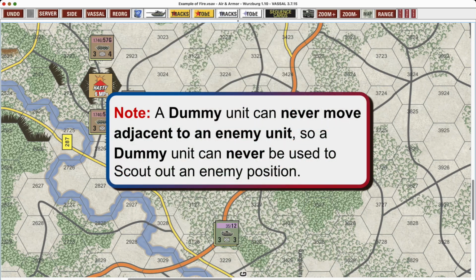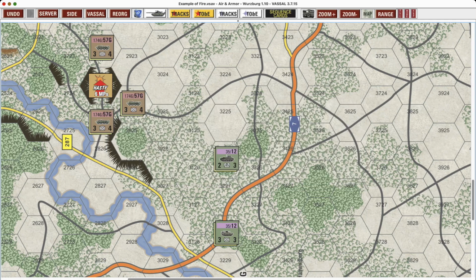Note that a dummy unit can never move adjacent to an enemy unit, so a dummy unit cannot be used to scout out enemy positions. Let's take a look at this example. The Soviet 174th Guards Motor Rifle Regiment has been planned for a hasty attack operation, and the Soviet player names this hex here as his objective hex.